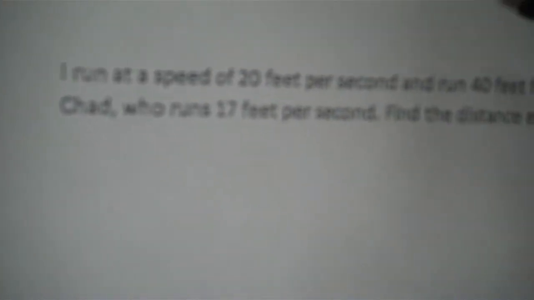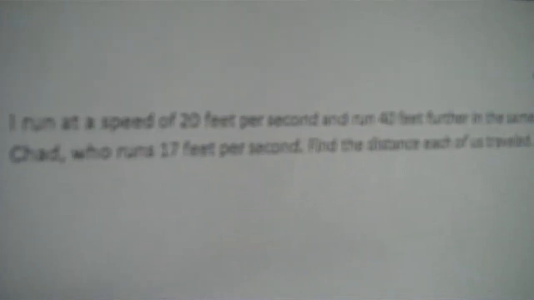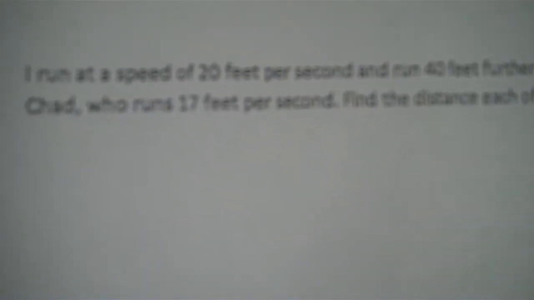Okay, let's look at some problem solving here. It says, first off, where it says DV, direct variation: I run at a speed of 20 feet per second and run 40 feet farther in the same amount of time than Chad, who has run 17 feet per second. Find the distance each of us has traveled.